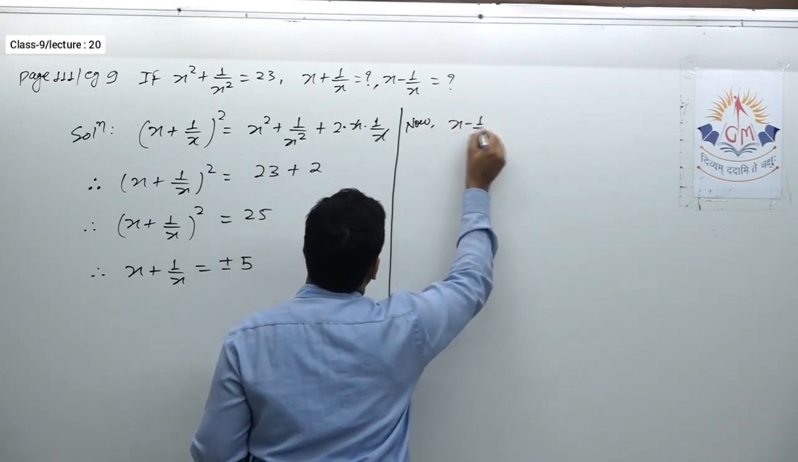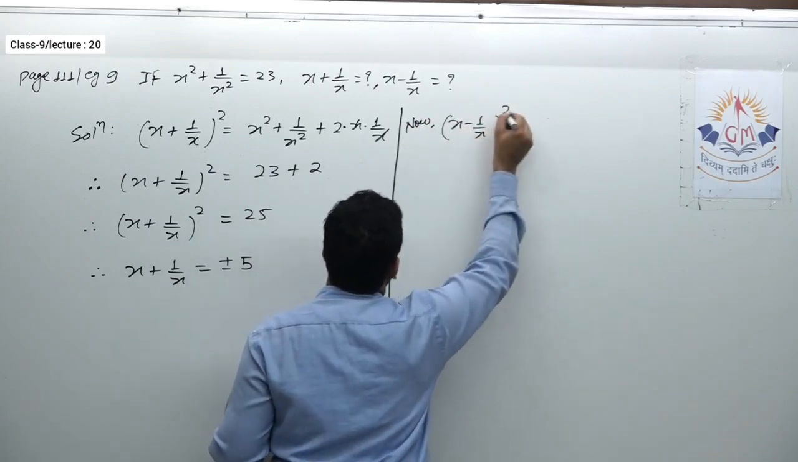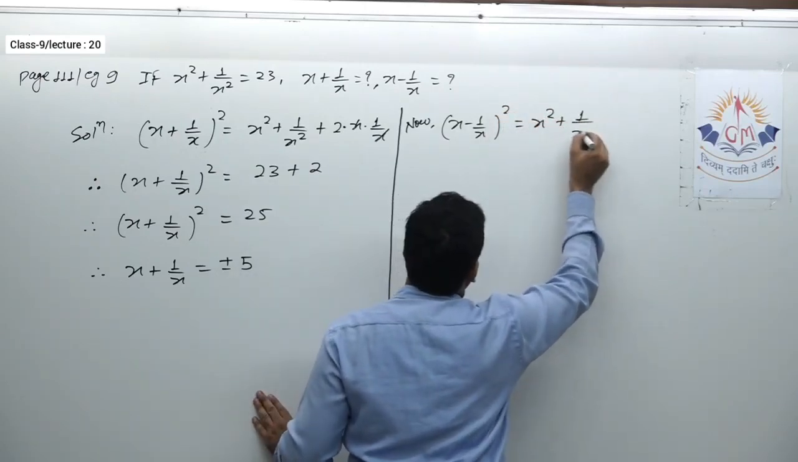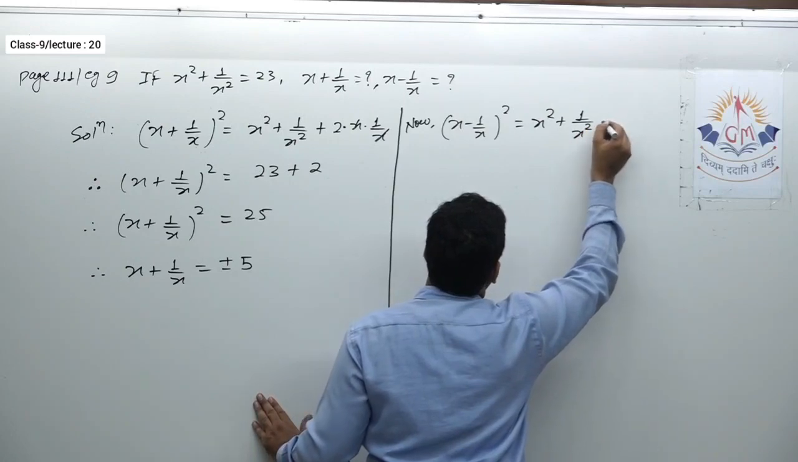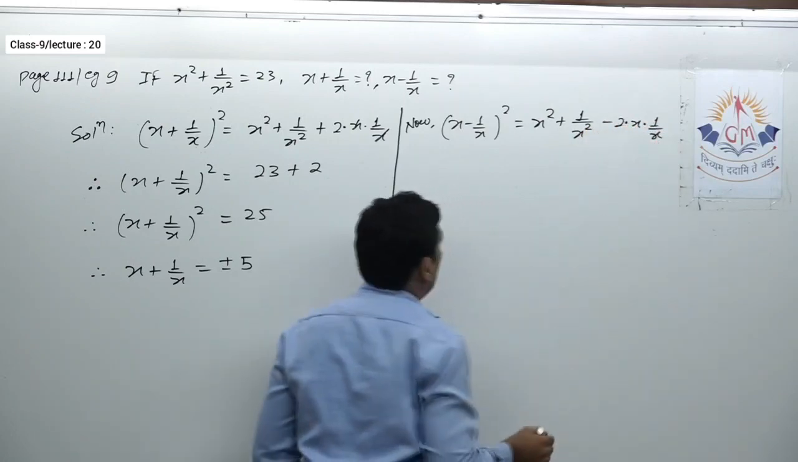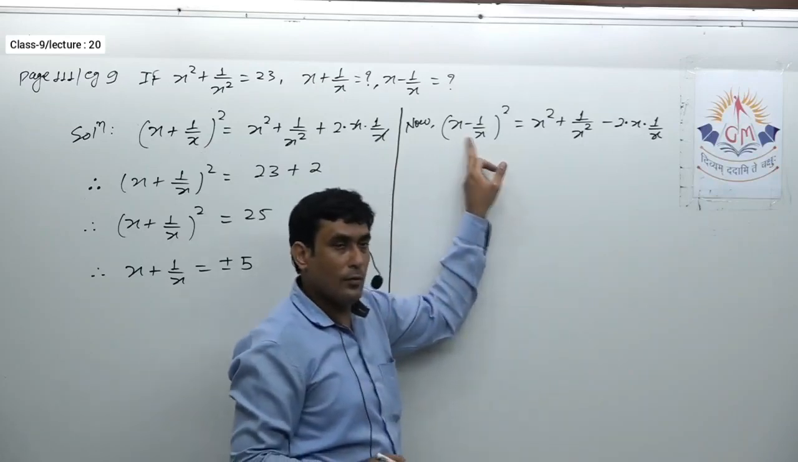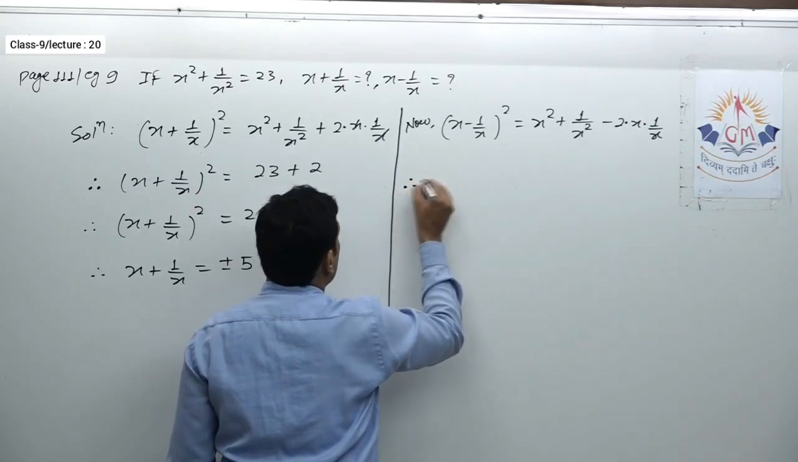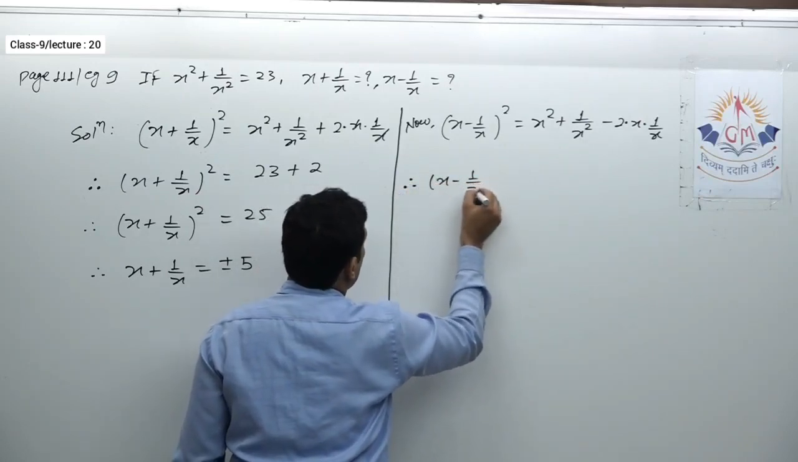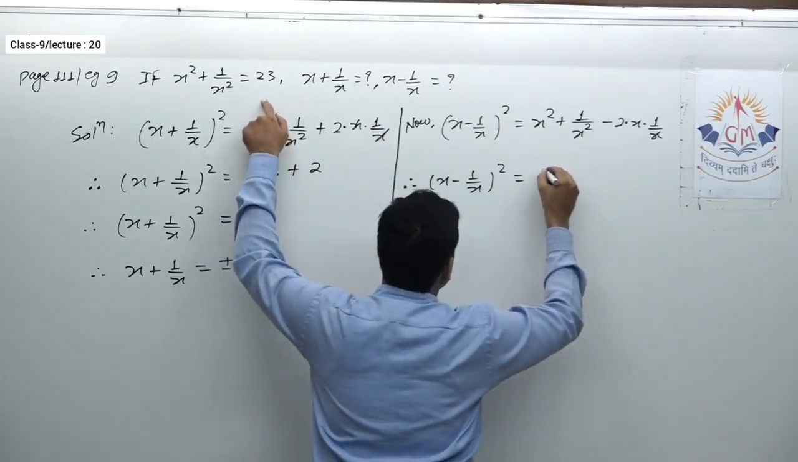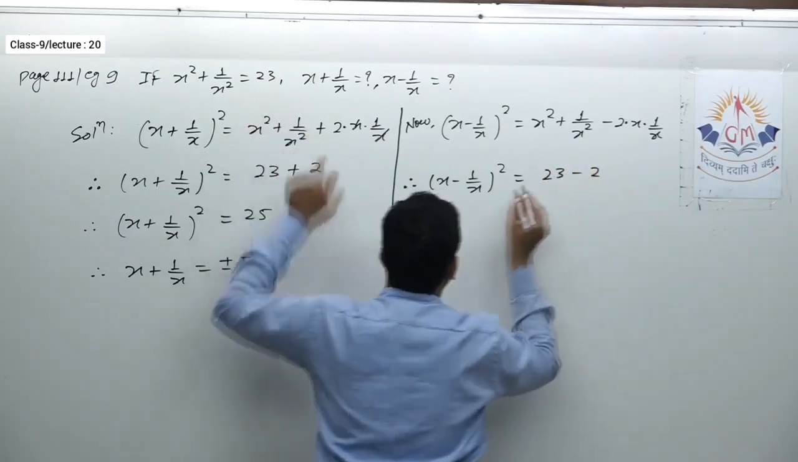(x minus 1 upon x) whole square is equal to a square, that is x square, plus b square, that is 1 upon x square, and minus 2ab. Why? Because this is minus over here, so minus 2ab. Again this x and this x will cancel out, and the value of x square plus 1 upon x square is already given. How much is it? It is 23. 23 minus 2.